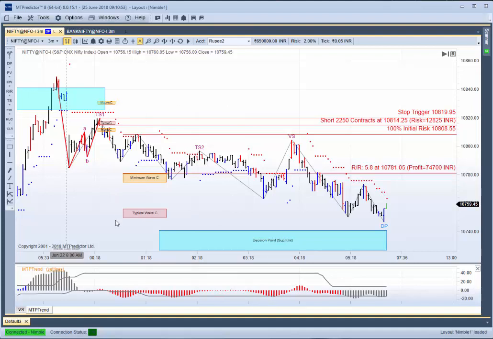So therefore you can deem that the market is not random at this particular point in time. It's in a clear tradable position, and as such you will be wanting to look to take trades on the short side. So as you can see, a good day for MTPredictor on the Nifty, which was today, June the 25th.